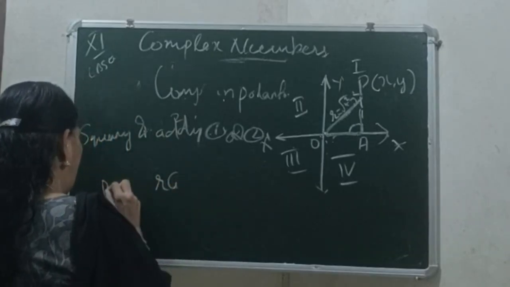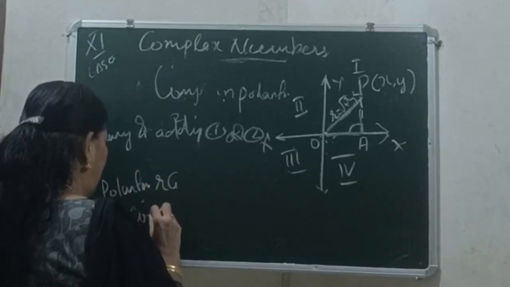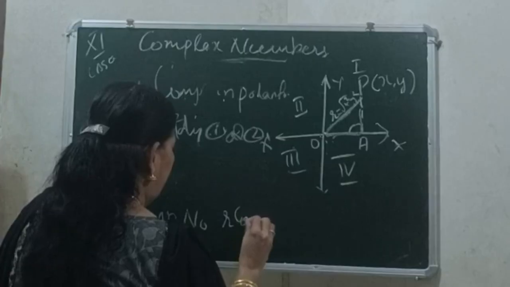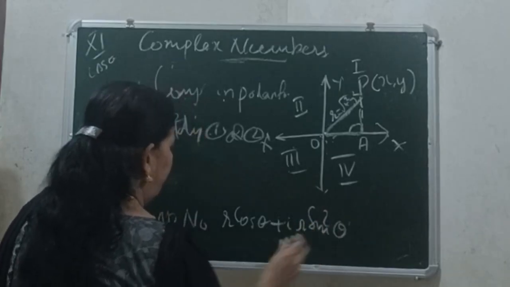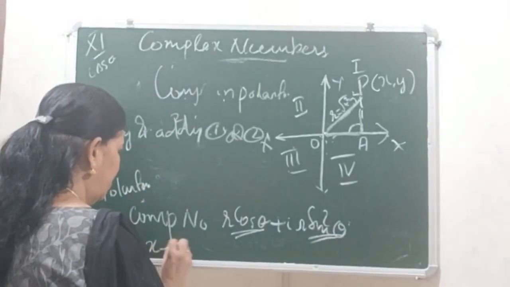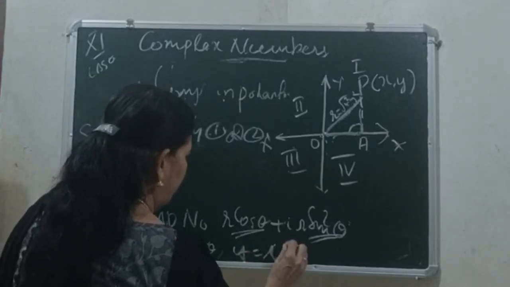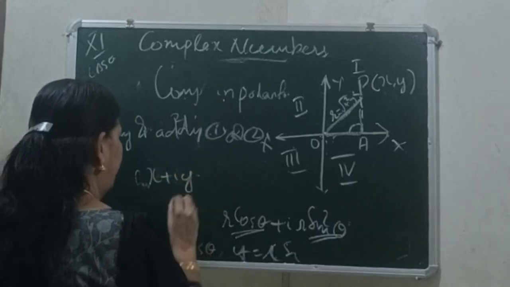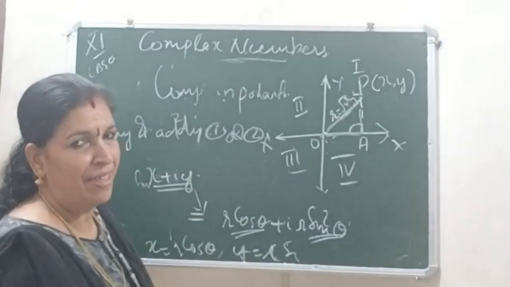The polar form of a complex number is r cos theta plus i into r sin theta, where the x coordinate, in the x plus iy form, is x equal to r cos theta, and y, the imaginary part, equal to r sin theta. That is, x plus iy equals r cos theta plus i r sin theta.